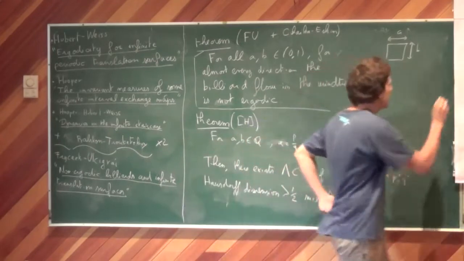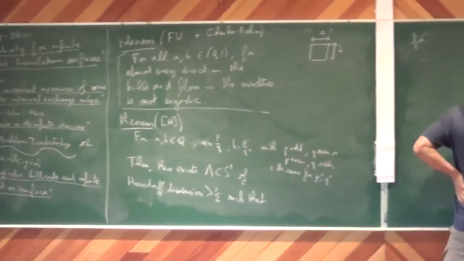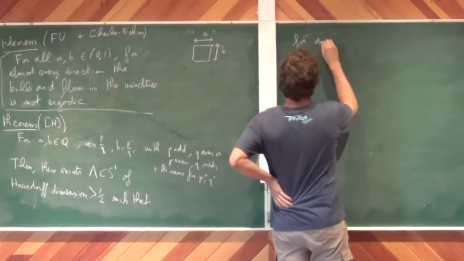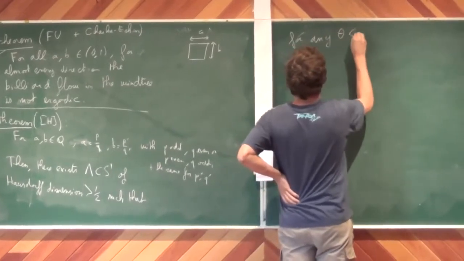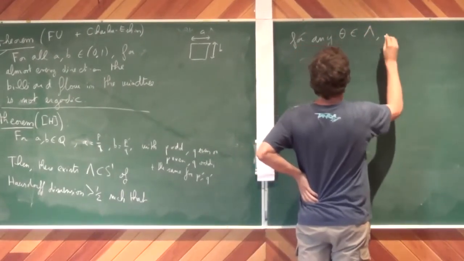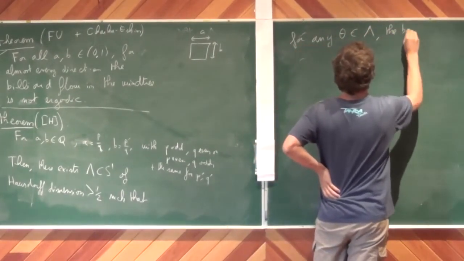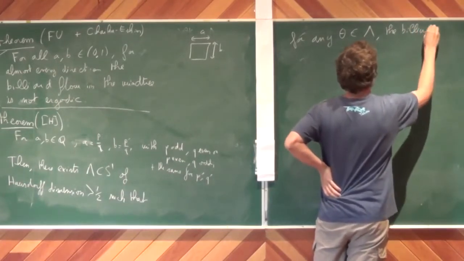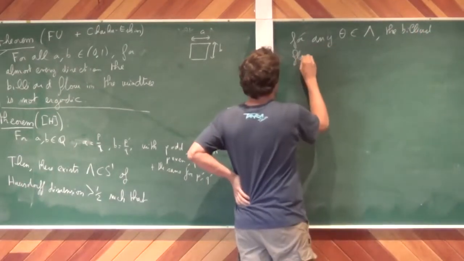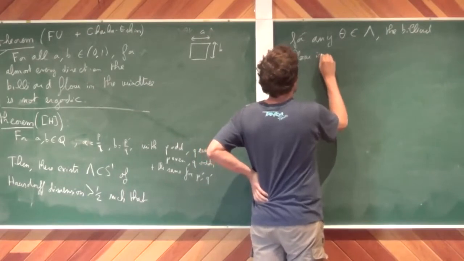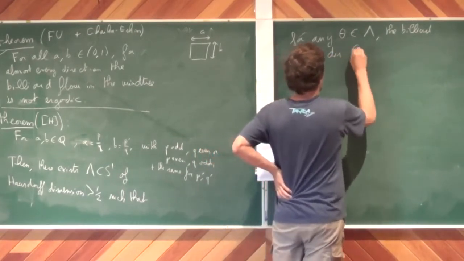For any theta in lambda, the corresponding billiard flow in direction theta is ergodic.